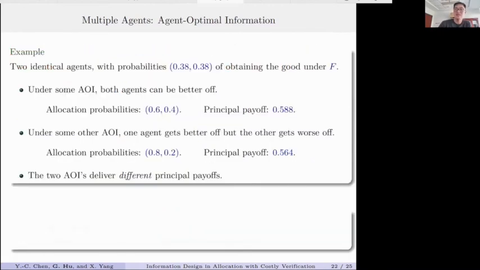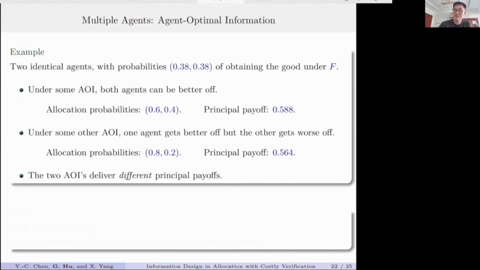And one example to illustrate something new. So if we have two agents and the information design is possible, then under some agent optimal information, both agents can be made better off. Okay? Under some other agent optimal information, one agent is made better off, but the other gets worse off. So we sacrifice one agent for the benefit of the other. Both cases are possible. And in the example, the two agent optimal informations actually deliver different principal payoffs.